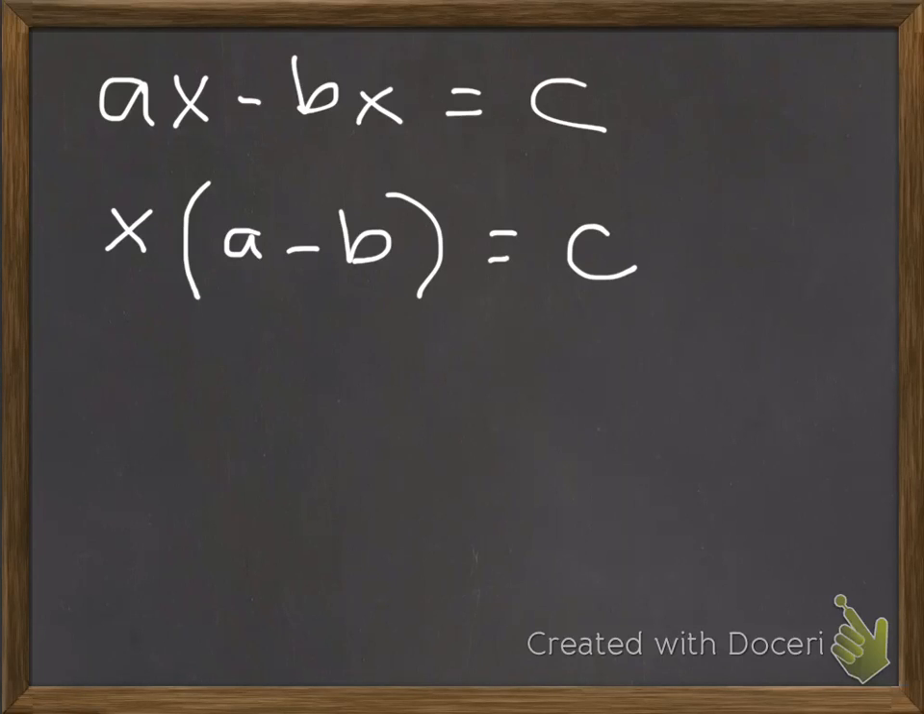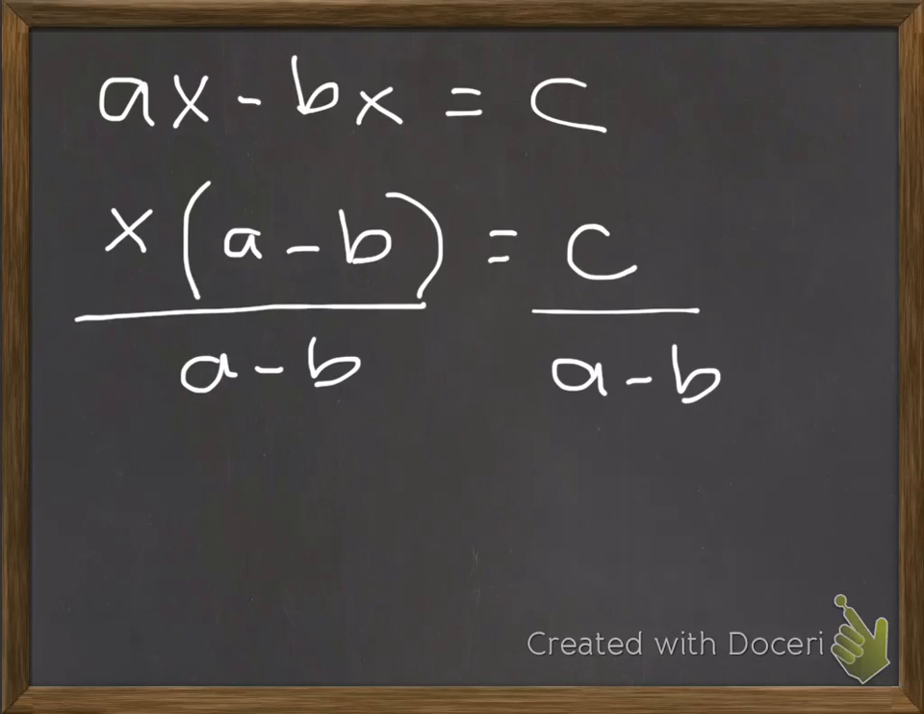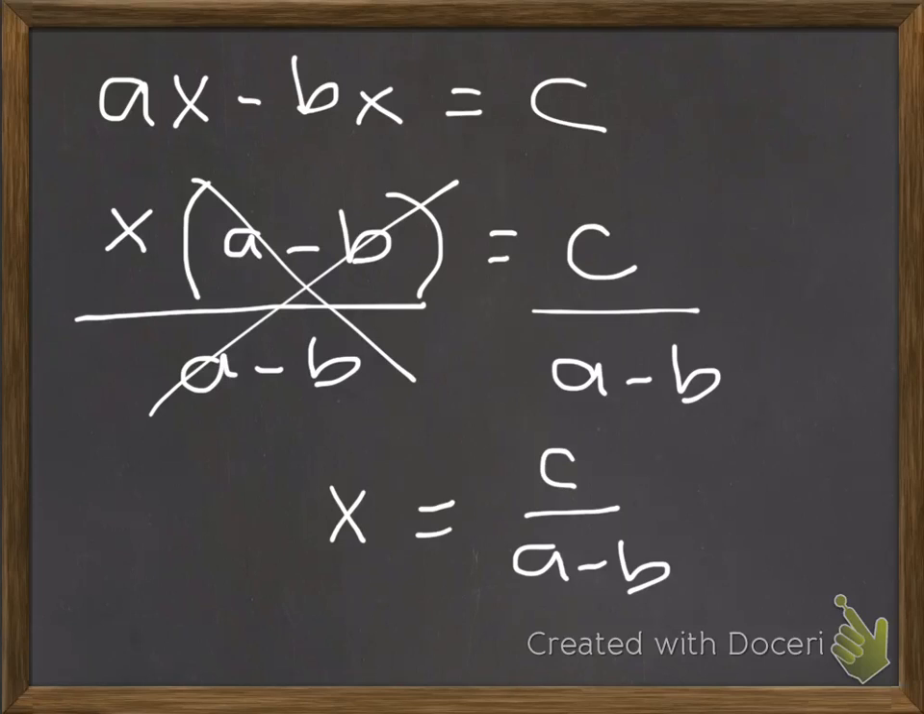So how do we isolate a variable? We divide, okay? So what we're going to do is we're going to divide a minus b off of it, okay? And over here, we're going to divide a minus b off of it. So these two terms cancel, just like we've been doing, and you're left with x on one side, and you're left with c over a minus b on the other side. And that's your answer. So that is how you isolate a variable when only using variables. If they ask you to solve for x, that would be how you do it.